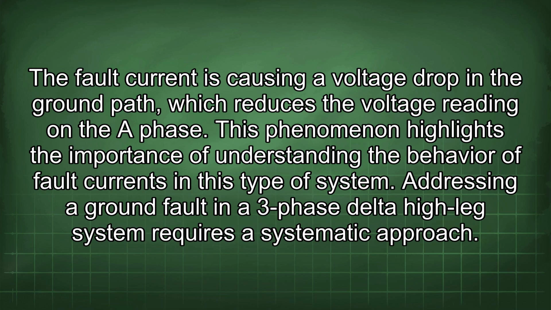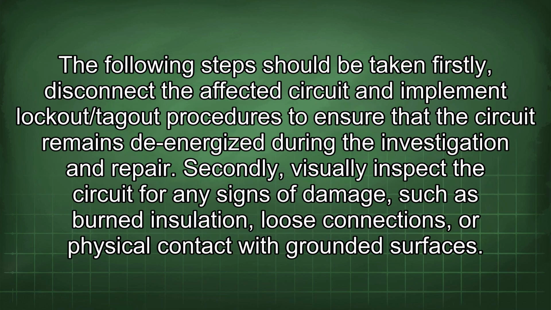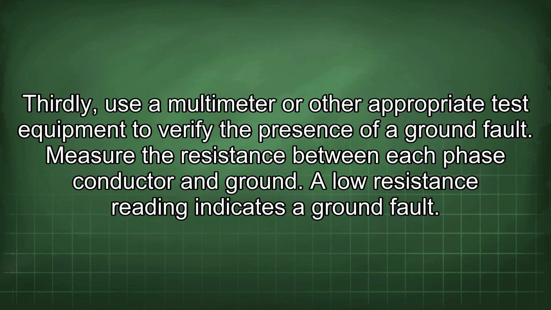Addressing a ground fault in a three-phase delta high leg system requires a systematic approach. The following steps should be taken. Firstly, disconnect the affected circuit and implement lockout/tagout procedures to ensure that the circuit remains de-energized during the investigation and repair. Secondly, visually inspect the circuit for any signs of damage, such as burned insulation, loose connections, or physical contact with grounded surfaces. Thirdly, use a multimeter or other appropriate test equipment to verify the presence of a ground fault.